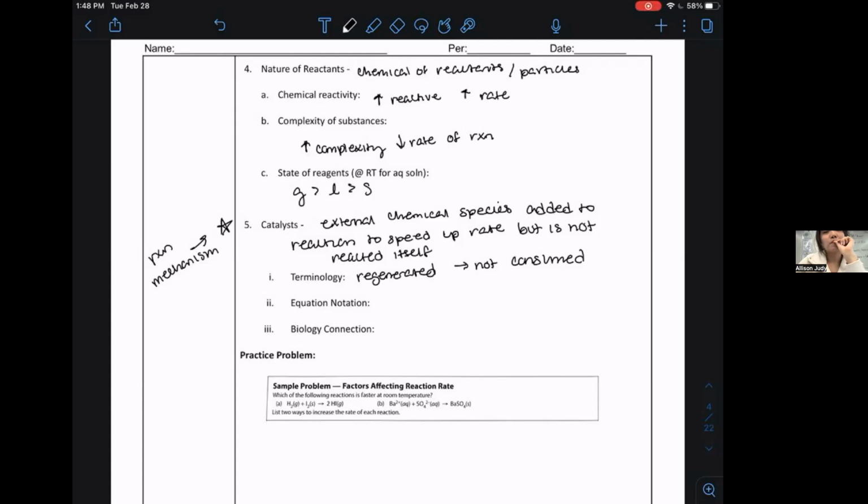Yeah. What exactly does the catalyst do? Sometimes the catalysts, well, in biology, your catalysts are your enzymes.